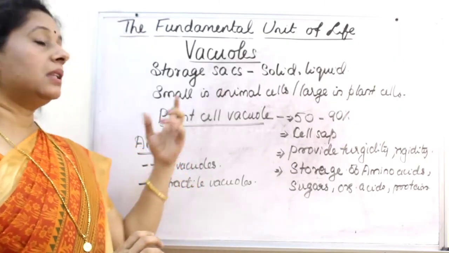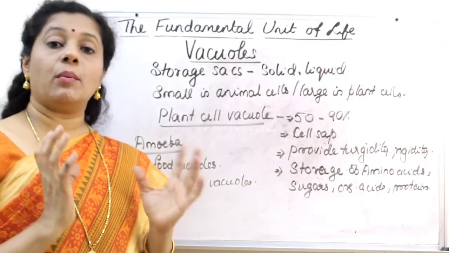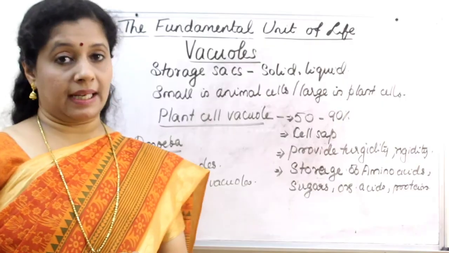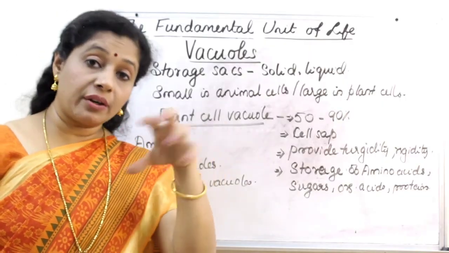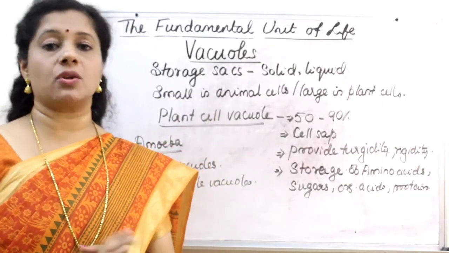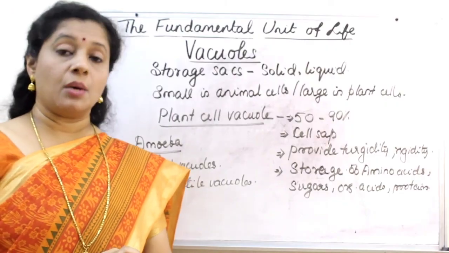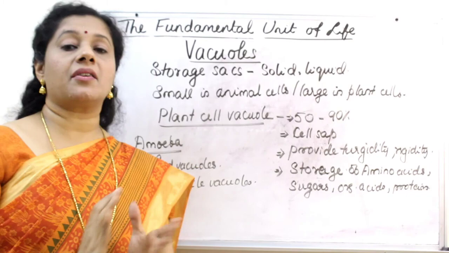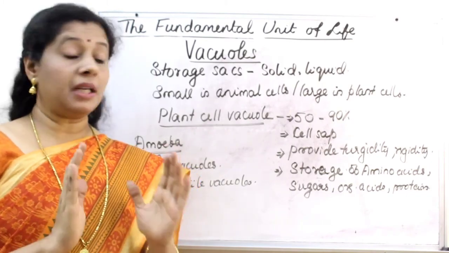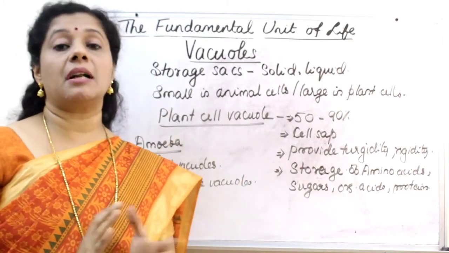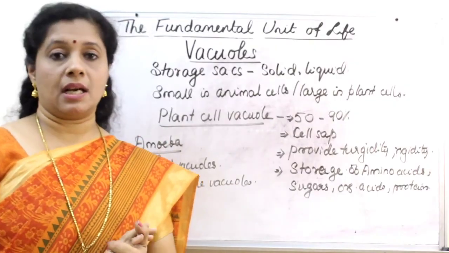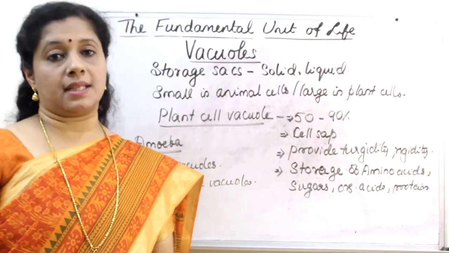Okay, so the cell's vacuoles may vary in size and shape. In animal cells, if you look at that, you will find a lot of small vacuoles storing things. Whereas when it comes to plant cells, it occupies the entire central region of the cell. Maybe 50% to 90% of the central part of the plant cell is occupied by the vacuole. As a result, the nucleus is pushed to one side.